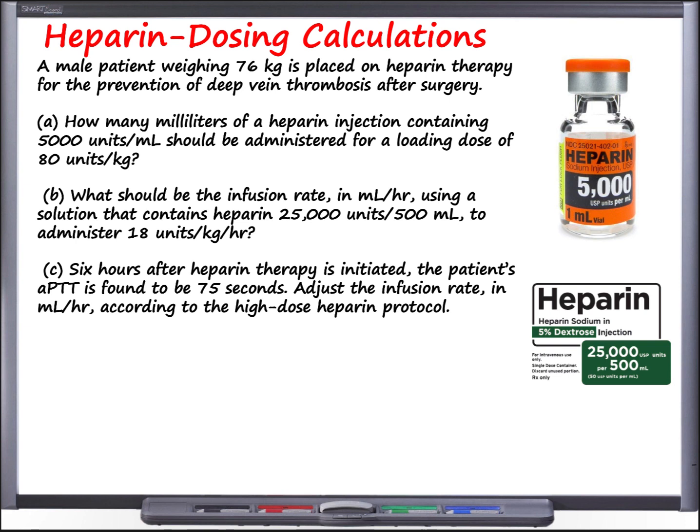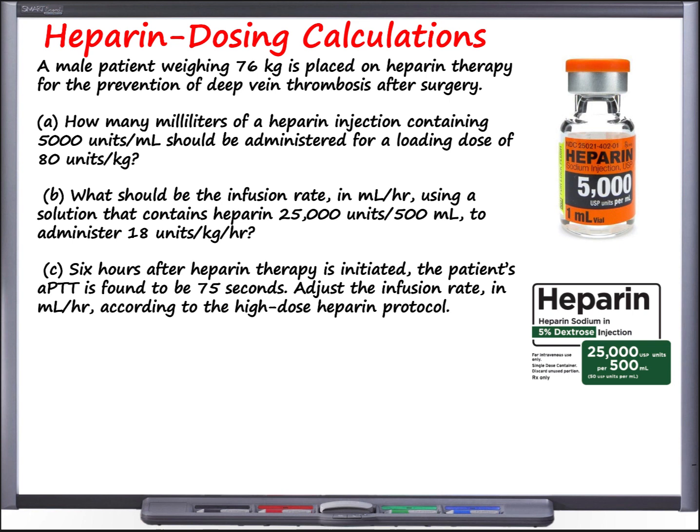The question states, a male patient weighing 76 kilograms is placed on heparin therapy for the prevention of deep vein thrombosis, or blood clot that can occur after surgery. So we want to prevent that from happening. Letter A says, how many milliliters of a heparin injection containing 5,000 units per milliliter should be administered for a loading dose of 80 units per kilogram?